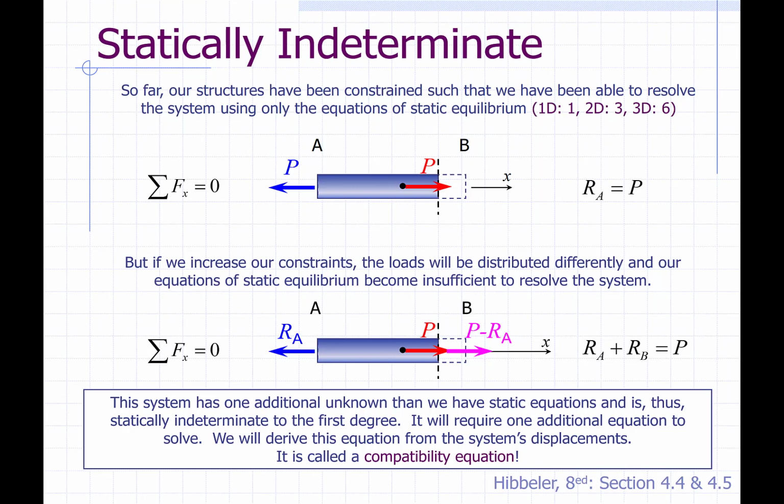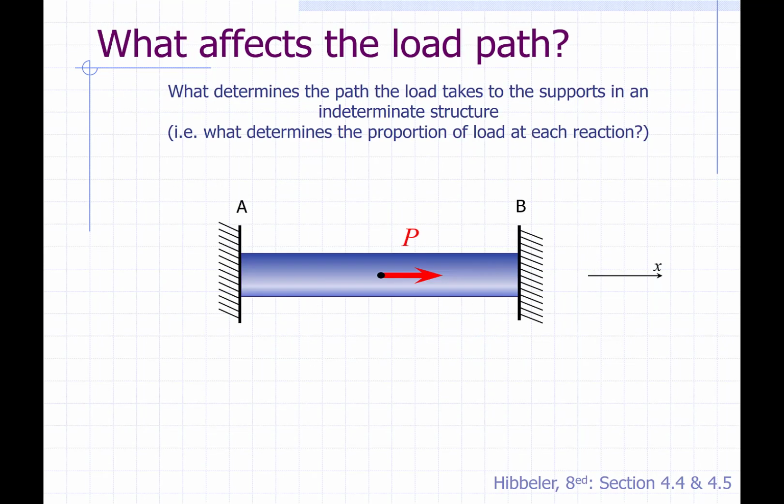To sum this up, the system has one additional unknown over the static equations, and is thus considered statically indeterminate to the first degree. It will require one additional equation to solve it. We're going to get this equation from a look at the system's displacements. The equation itself is referred to as a compatibility equation.